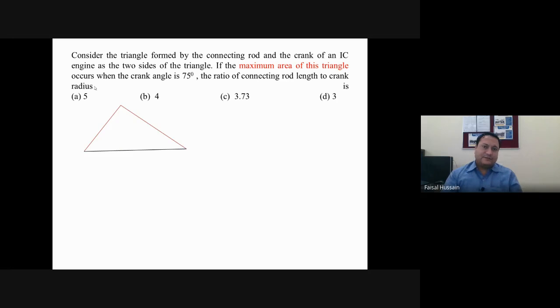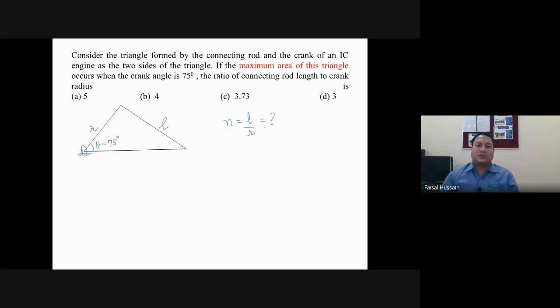Consider the triangle formed by the connecting rod and the crank of an IC engine as two sides of a triangle. If the maximum area of this triangle occurs when the crank angle is 75 degrees. So for example, this is my crank. I will fix this point. This is my R and this is L, and this angle is theta, which is equal to 75 degree. We have to determine the ratio of connecting rod length to the crank, that is N. N is L by R.